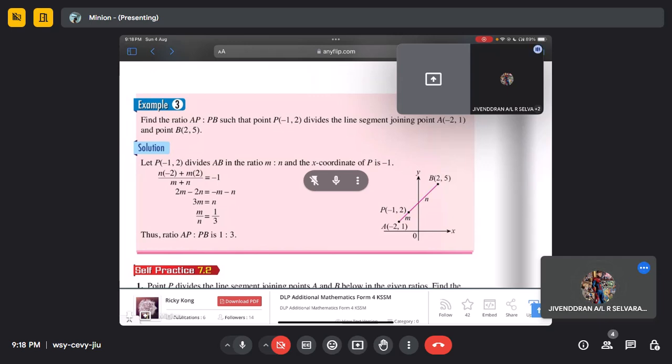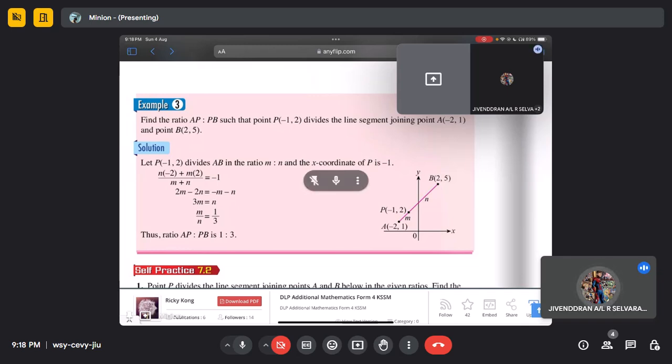Make sure to expand properly because there's a negative here, so you must change the sign. Then move things around, and we get 3m equals n. Then move the 3 to the other side and n to the left-hand side, so it'll be m over n equals 1 over 3. So m over n equals 1 over 3 means you can also write it in ratio form, m ratio n equals 1 ratio 3, which is AP ratio PB equals 1 ratio 3. Okay, so that's how you do this question.